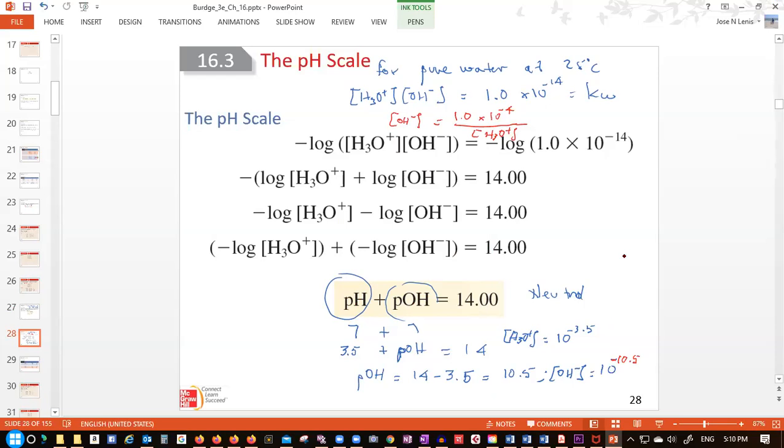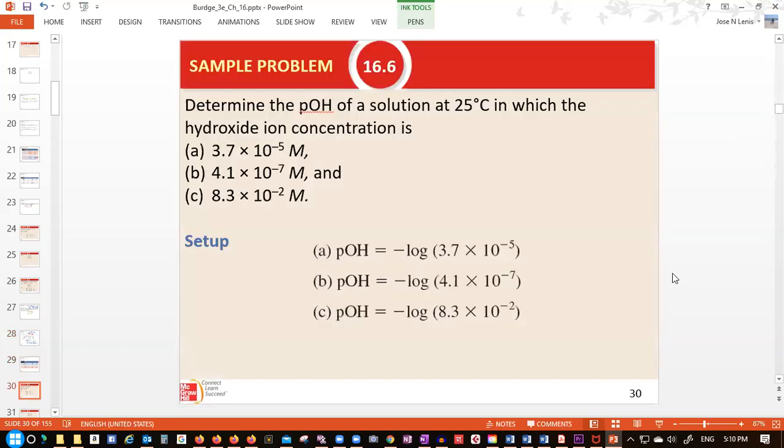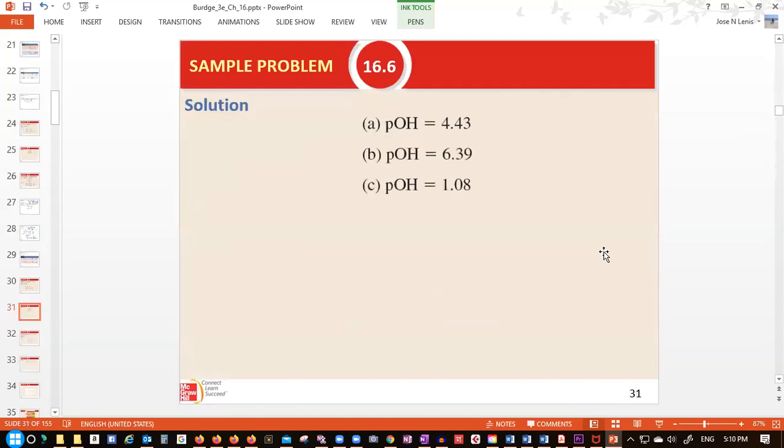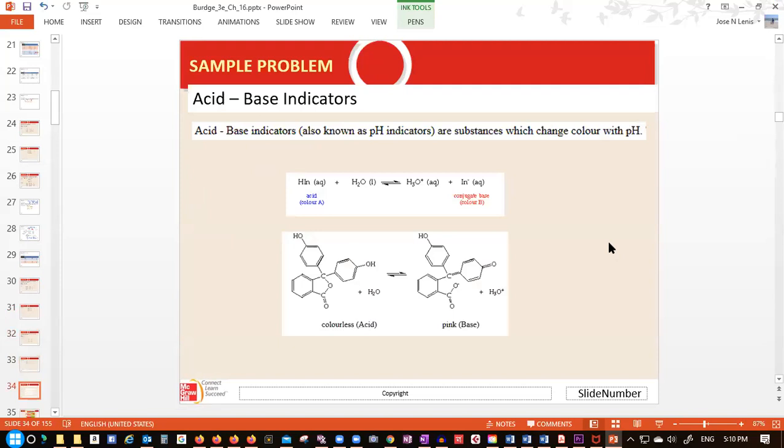All right, I'm going to stop here. The next, I already did an example of this. We can do a couple more examples. You can try this yourself. I already showed you how to set it up. The next, I will talk about acid-base indicators. So I'm going to stop here and we continue in the next video.